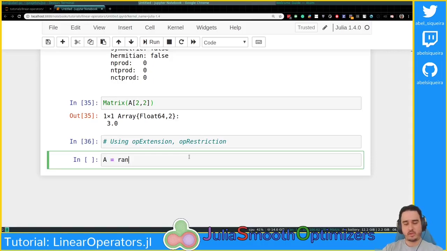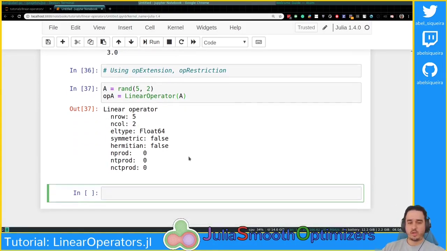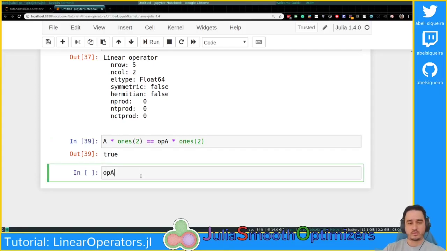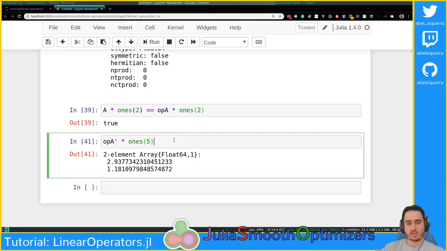When you have an operator given by a matrix, for instance, rand 5, 2, and you create an operator through that matrix, this operator will work the same way a matrix would while operating on vectors, of course. If I multiply this by a vector 2, this will be the same as multiplying the operator by a vector 2. And I also have the transposed in there, which is a special type, an adjoint type, which I can use for multiplying a transpose vector. So linear operators work very efficiently in that end.